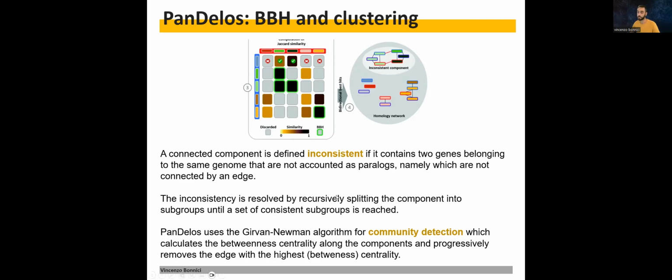To do so, we use the Girvan-Newman algorithm, that is an algorithm for community detection. It calculates the betweenness centrality among the components of the network, and then progressively removes the edges with the highest betweenness centrality. So in this case, we can see in the example that the two red edges will be deleted because they will have the highest betweenness centrality. In fact, they connect these two very dense parts of the components, and they are a kind of bridge between these two parts. So at the end, the two red edges will be discarded.